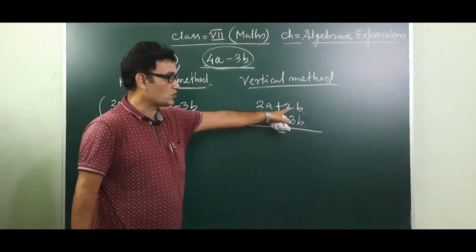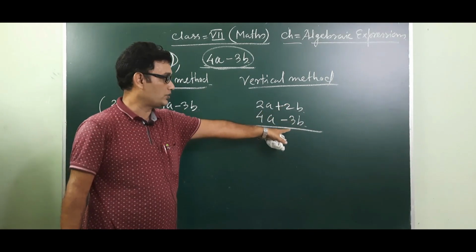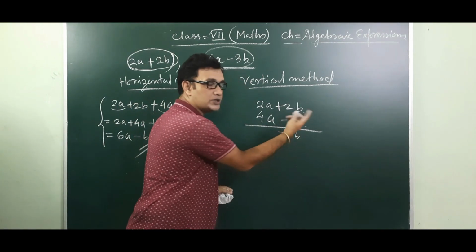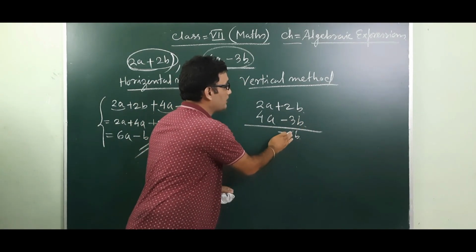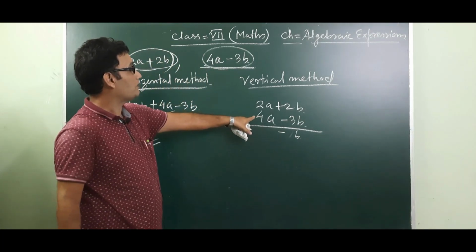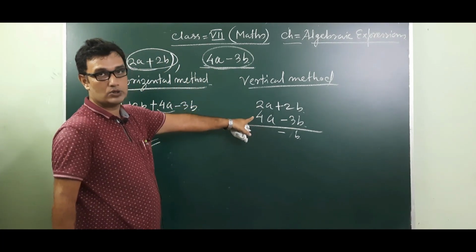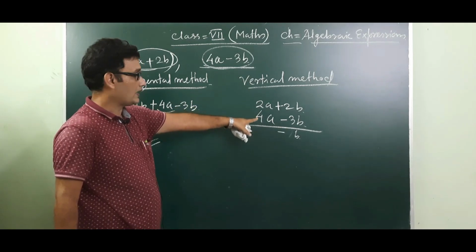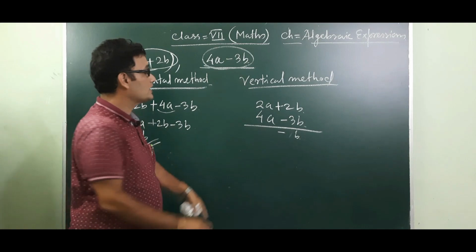Then 3 minus 2 means how much? 1. 1 no need to write. Then b only you will write. Actually 1b, but 1b means b. Simply you can write only b. Then here plus, here also plus. No sign means plus. That means plus 4a plus 2a. That means 2 plus 4 is how much?